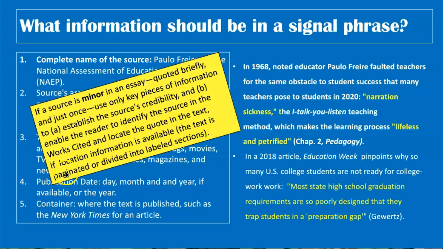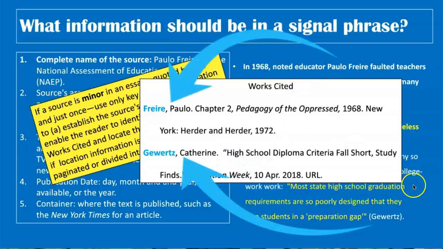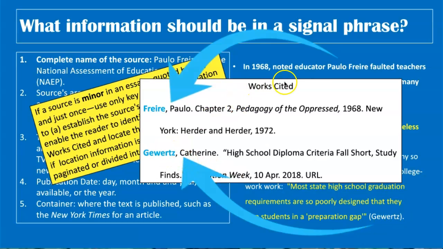The text is paginated or divided into labeled sections. And so here we have examples of how we would find this information in the works cited. We have Gortz's last name right here. She's in the works cited. And we have Paulo Freire, and he is here.